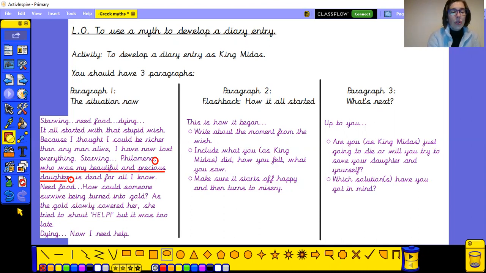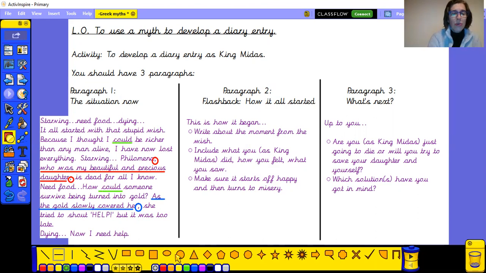Then I also have a subordinate clause here: "As the gold slowly covered her". Because my subordinate clause is at the start of a sentence, I have a comma here to separate it from the main clause. I don't have an expanded noun phrase at this point, but I've got something I didn't mention in my target. I've got a modal verb here, could, and I've got it here again, could.